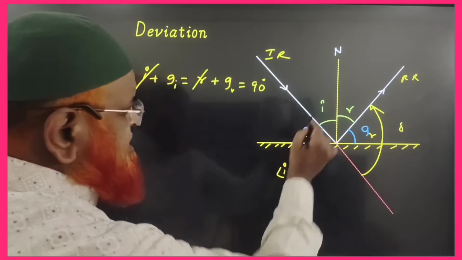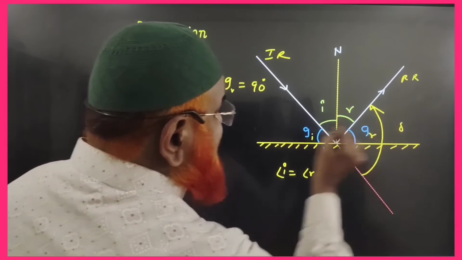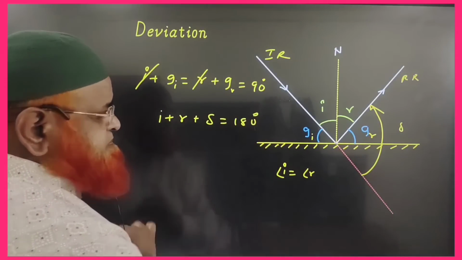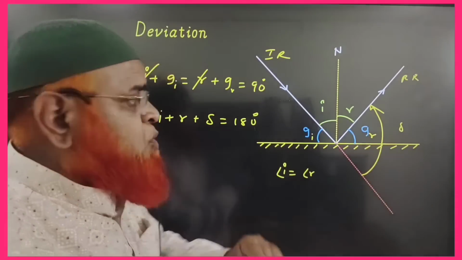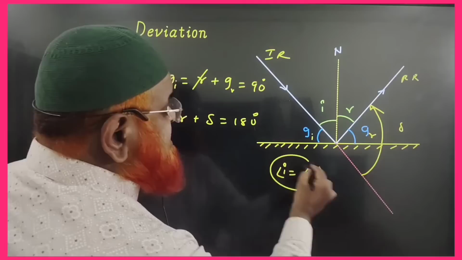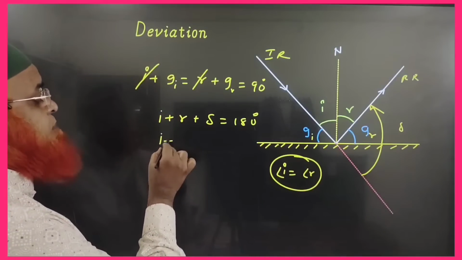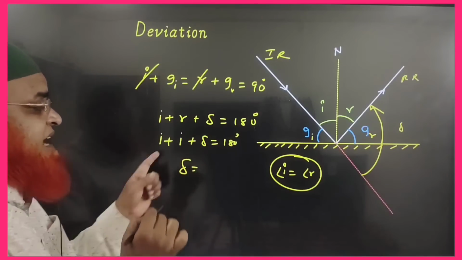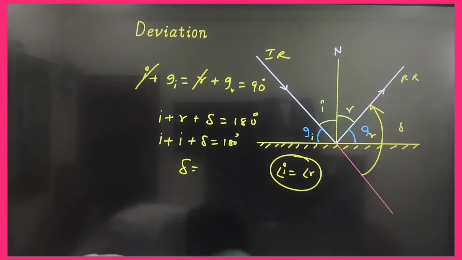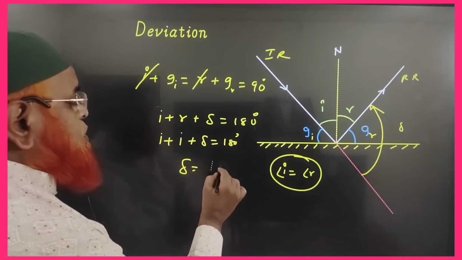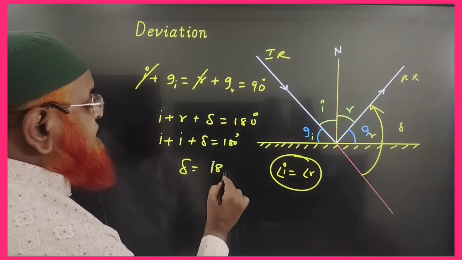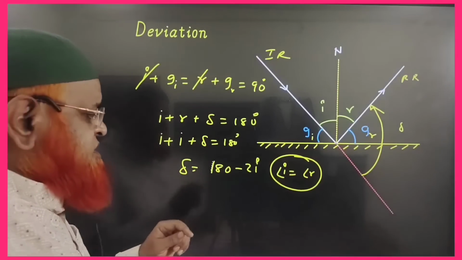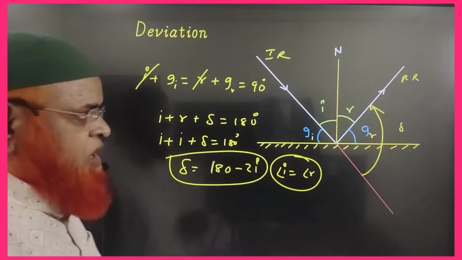To understand the deviation, first thing is this angle plus deviation. I plus R plus delta is equal to 180 degrees. You all know the angle of incidence is equal to the angle of reflection. So we can take I plus I plus delta is equal to 180. This I plus I is nothing but 2I. Therefore we can write delta is equal to 180 minus 2I. This is going to be the deviation.